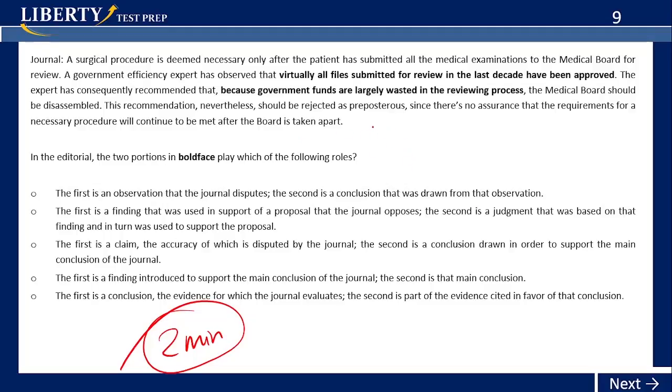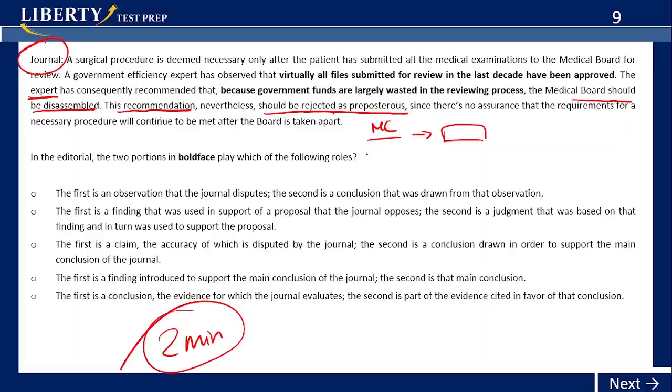Okay, so step number 1, main conclusion. What is the main conclusion? The main conclusion is this recommendation should be rejected as preposterous. That's your main conclusion, okay? If you don't know how to identify it, go back to your introduction. There is another conclusion. Yes, the board should be disassembled, but remember, that's not the main conclusion. That's not the opinion from the journal. That's the opinion from those experts, okay? The journal believes that the recommendation given by the experts should be rejected. So that's our main conclusion.